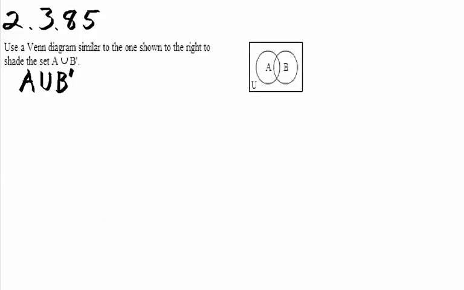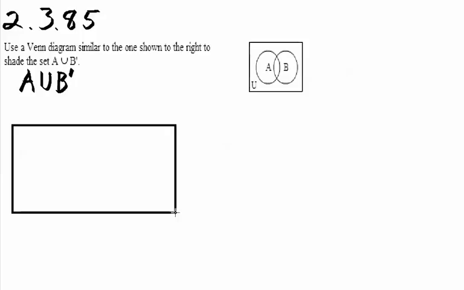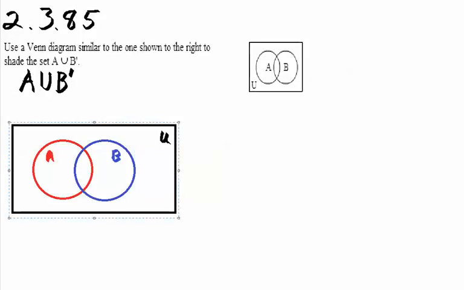overlap. So the first thing that we need to do is go ahead and draw a diagram similar to the one that's to the right. And we're going to use a red circle to represent set A. And then we're going to use a blue circle to represent set B. And I'm going to have some overlap between the two. Okay, so now we've got this written out.